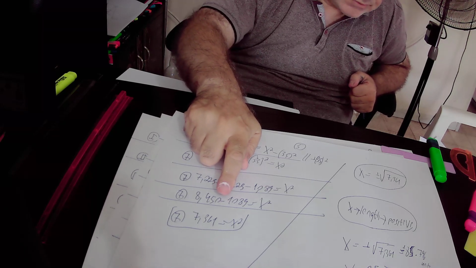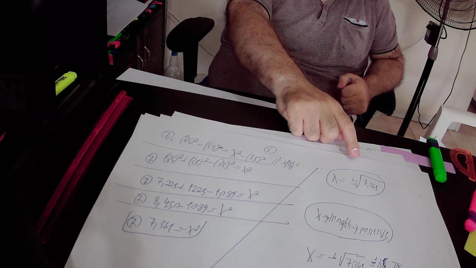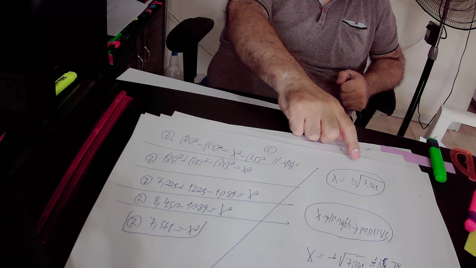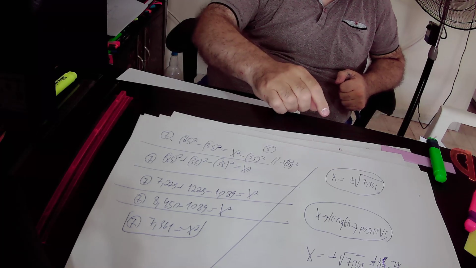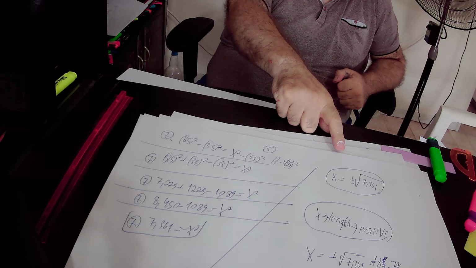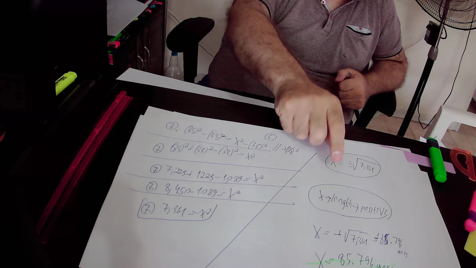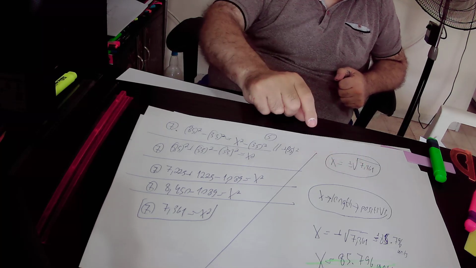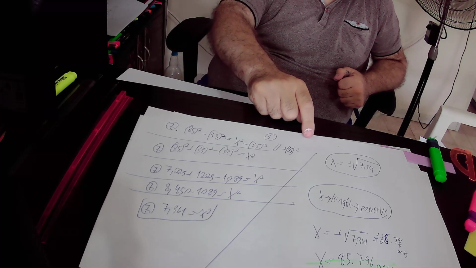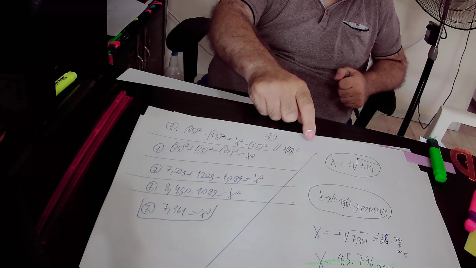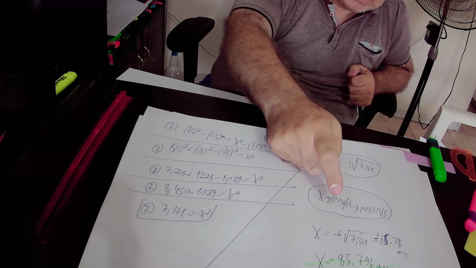We took the square root of this equation, equation number 7, and found out that x equals plus or minus the square root of 7,361. So here we have two possible solutions: the positive solution and the negative solution. But because x is a length, it must be a positive number. Therefore, only the positive solution is possible. That is to say, x equals the positive square root of 7,361.